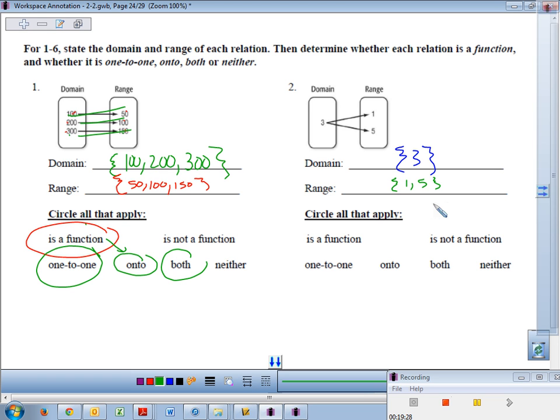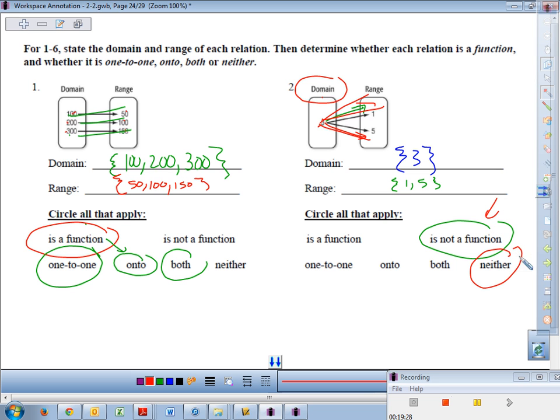Is it a function? Yes or no? Why is the answer not a function? How come this is not a function? In our own words, too many arrows coming off of this. Cool? But we have to learn the right words. The element 3 in what? Domain. What is it doing here? It's mapping to more than one element in the range. The element 3 in the domain maps to more than one element in the range. Not a function, so boom, automatic neither. Cool? Next.